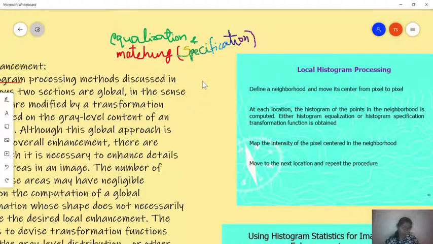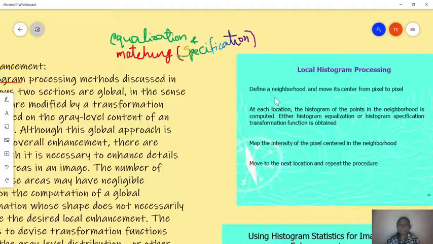So in the previous board, we learned histogram equalization and histogram specification, mapping, matching. Okay, and in this board, we will learn local histogram processing. So first we have to define and understand what is local histogram processing.